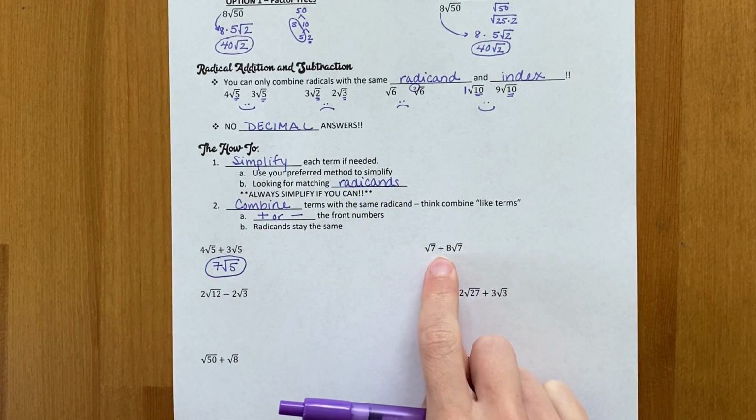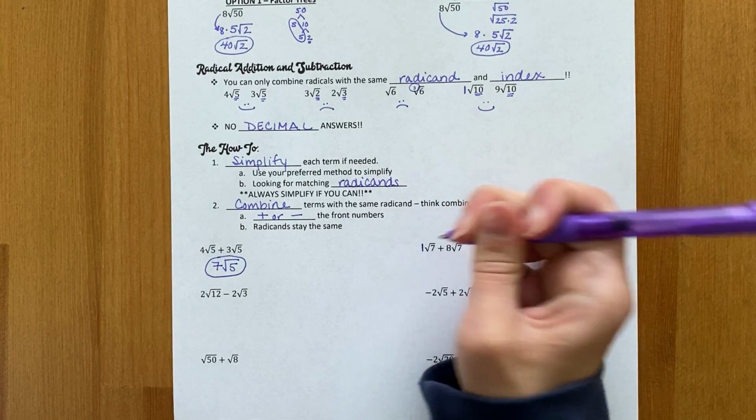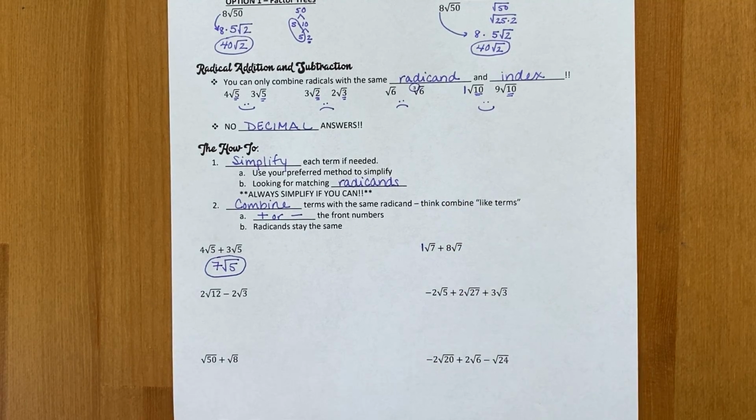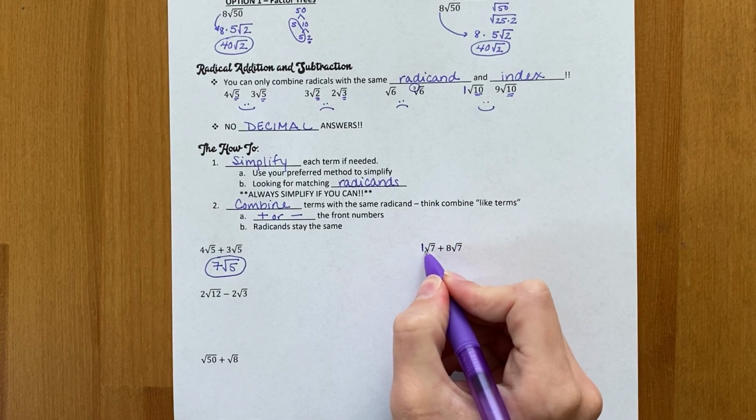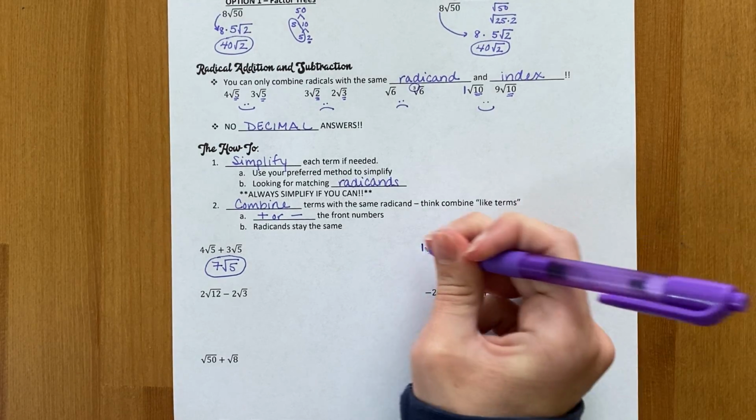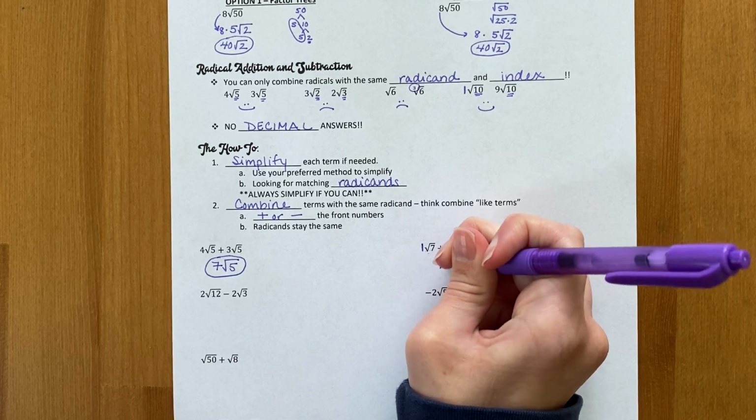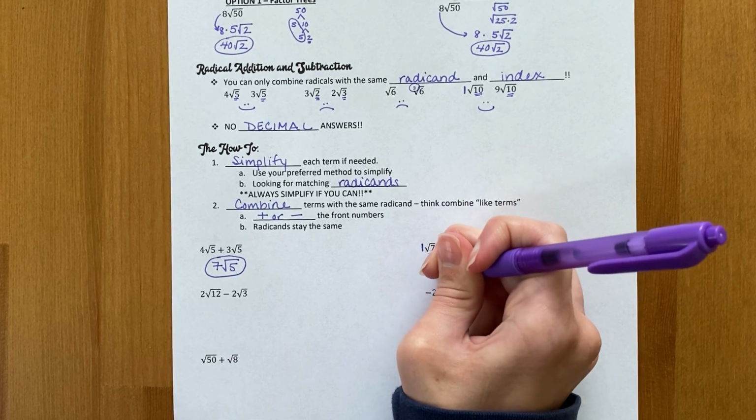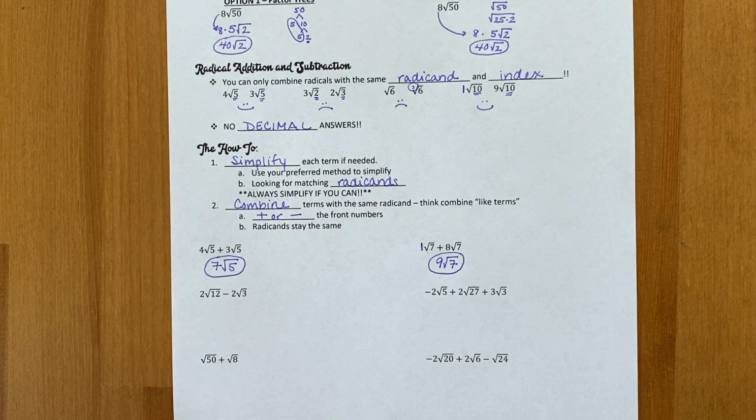All right, on the second example, it works the same way. Do remember that there is a 1 in front of that other radical, just so that way we make sure we get that right coefficient on here. Again, no need to simplify. We already have square root 7, square root 7. So I can just do 1 plus 8 to get 9. That makes my final answer.